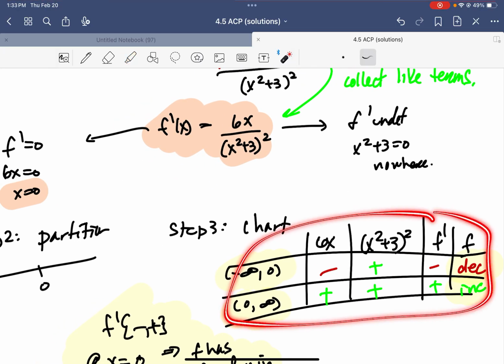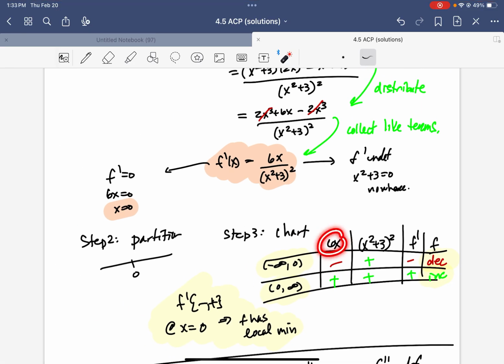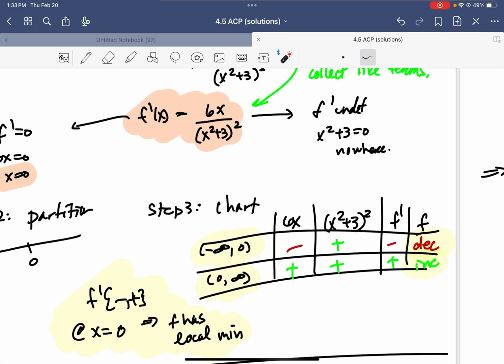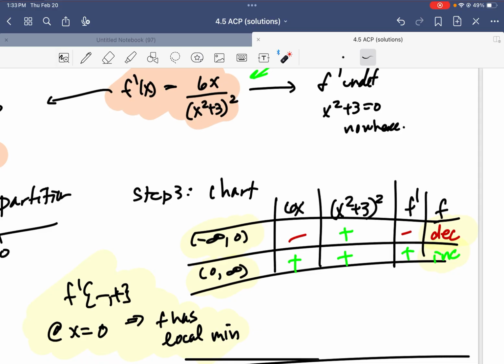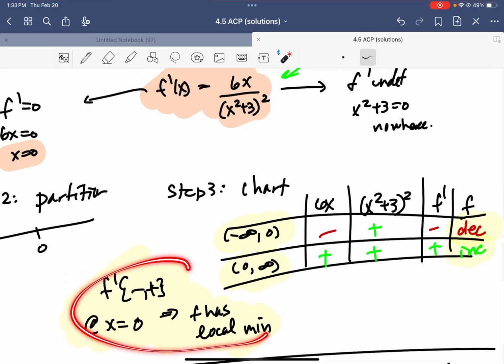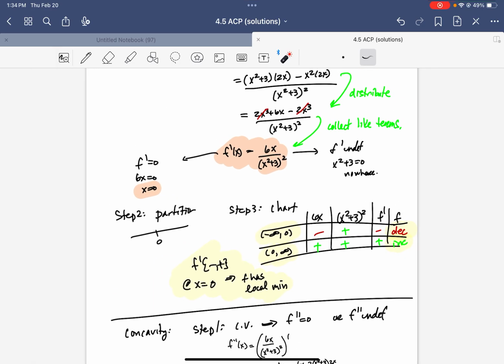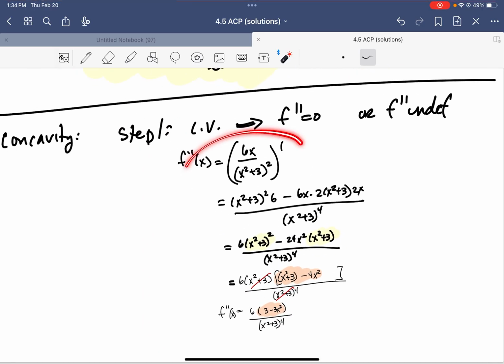So when we chart, making sure to use the numerator and denominator of our derivative, we find out that the first derivative goes negative, positive, which is decreasing, increasing for the function. And so we have a local minimum at 0. So that's all I would need to see. In terms of concavity, the first derivative gives me this.